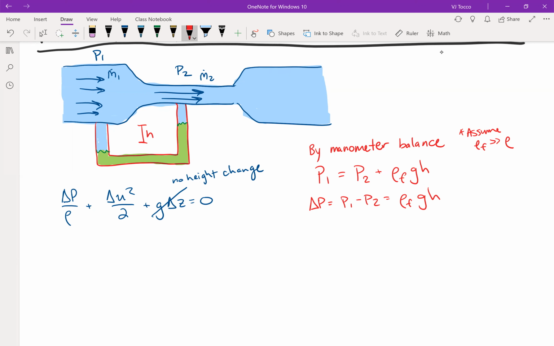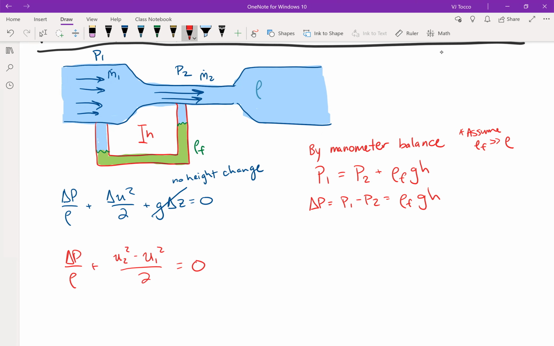So in my Bernoulli's equation, I can write that, or I can just keep it as delta P. I'm going to keep it as delta P over rho right now. Importantly, rho is of the flowing fluid, and rho sub F is for the manometer fluid. So keep those two straight in your minds. Now, delta U squared I can write as the velocity at the second point squared minus the velocity at the first point squared, over 2, and that is equal to 0.